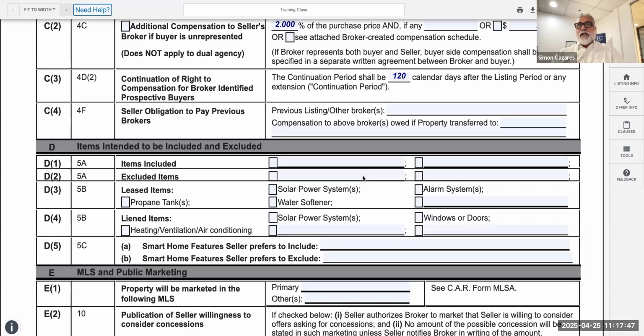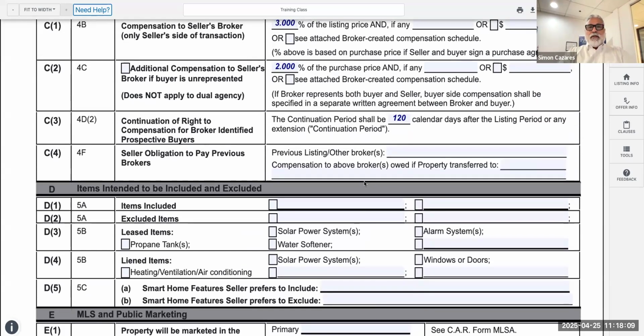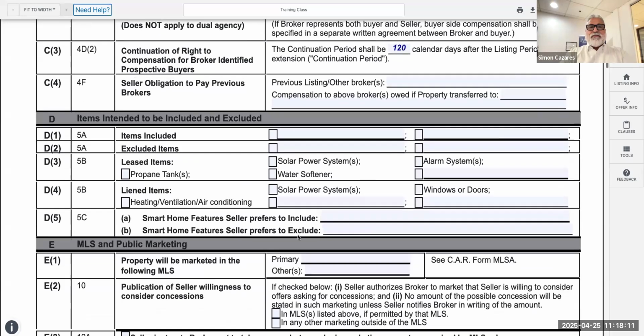Not a problem, okay? Because the likelihood may be a 50-50 chance that the neighbors will buy it, a family member will buy it, or I sell it to someone other than the list of people. So you have to be okay with that. And you can put that on additional terms, and I'll show you in a little bit. Okay, so any questions regarding C4?